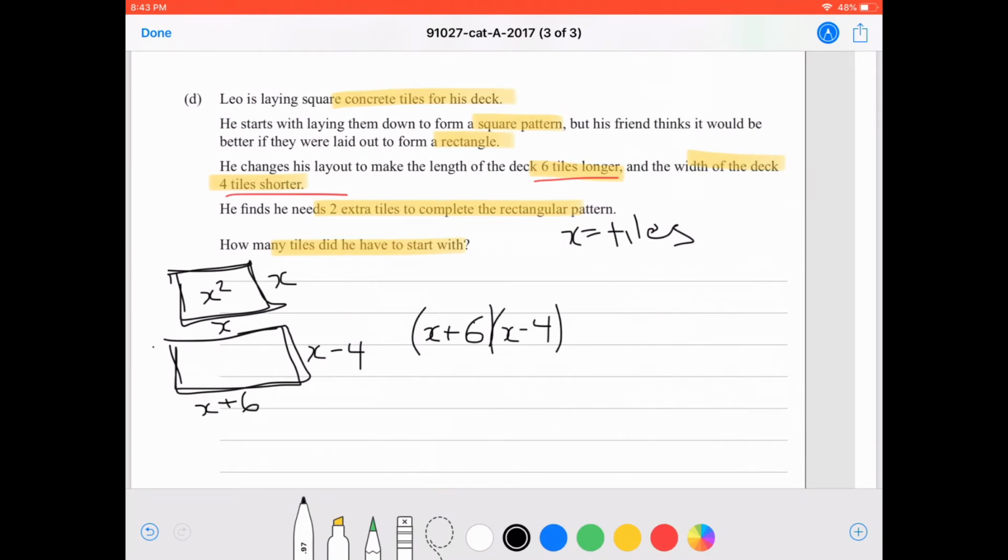equals, let's equate our equations, and we'll say x squared. And remembering this last bit of information, he finds he needs 2 extra tiles to complete the rectangular pattern. So let's say plus 2 here. Because with the rectangle he's missing 2, and if we're equating before and after, that means the x squared has plus 2 on it.